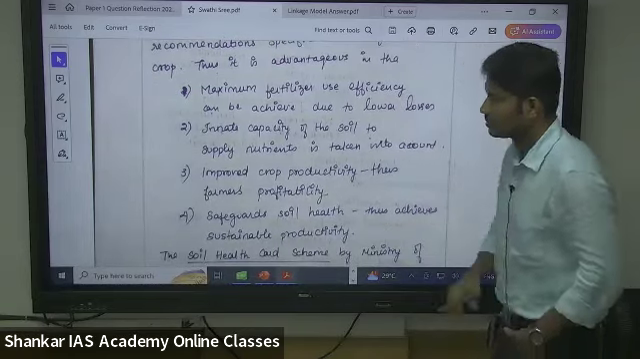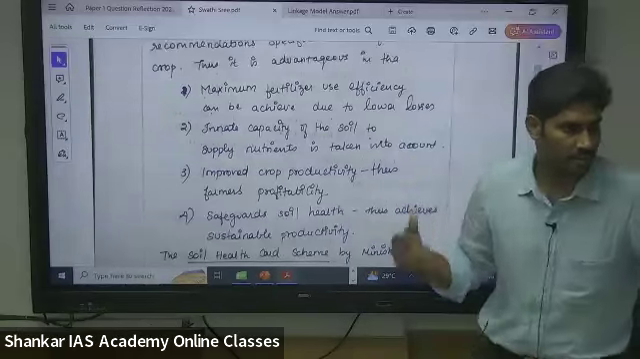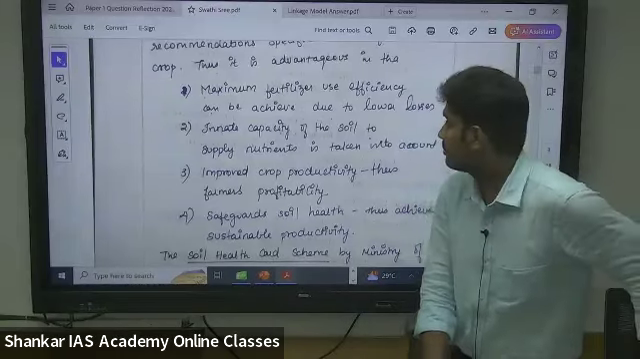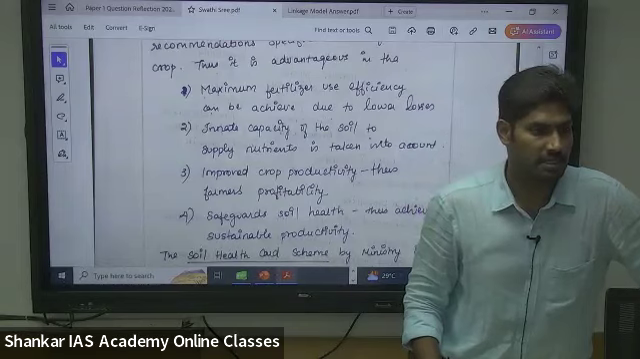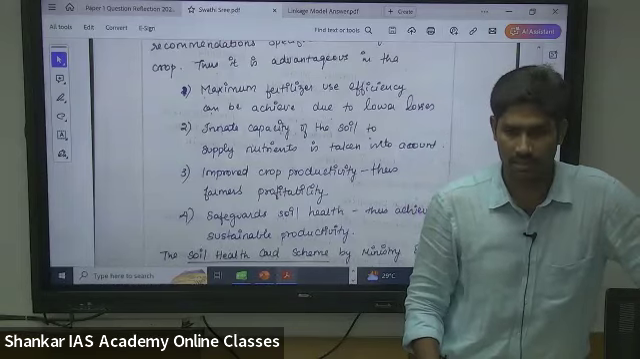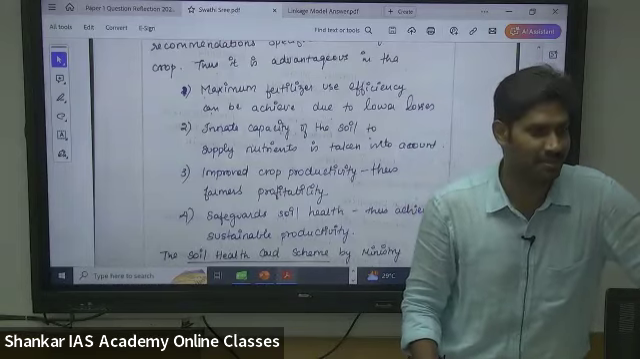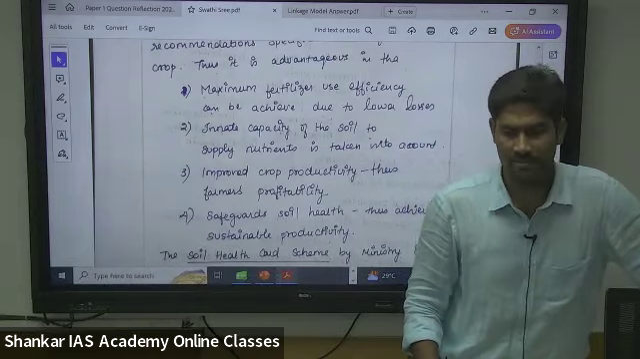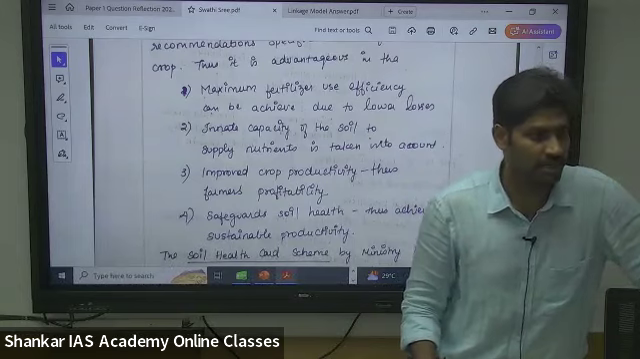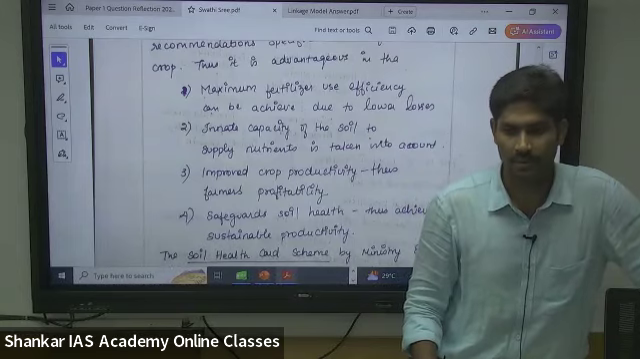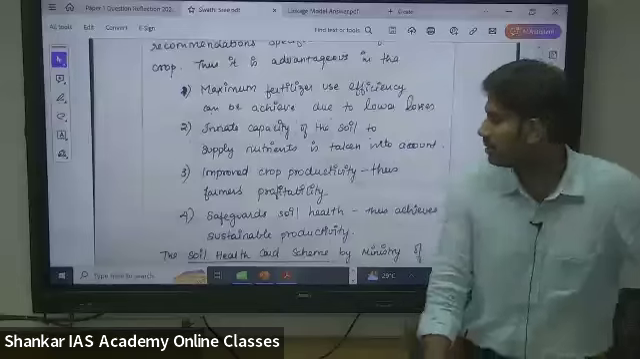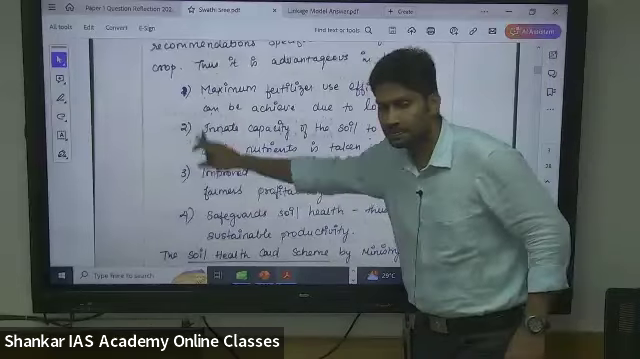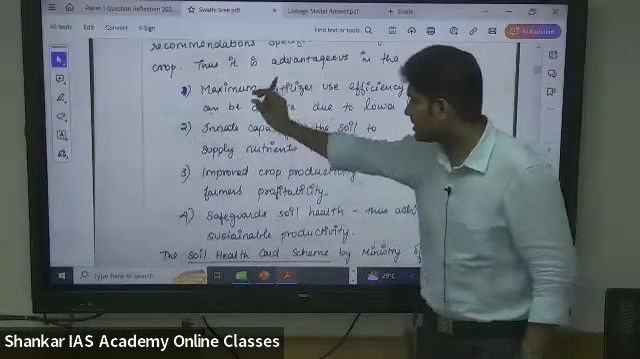Can you see the difference? This is the answer copy of Swati Street. She scored 303, the highest score in recent times in Agri optional, and she got a top rank, All India 40th rank, and got the Tamil Nadu home cadre. This is what I am telling you about the presentation: each point is clearly visible.